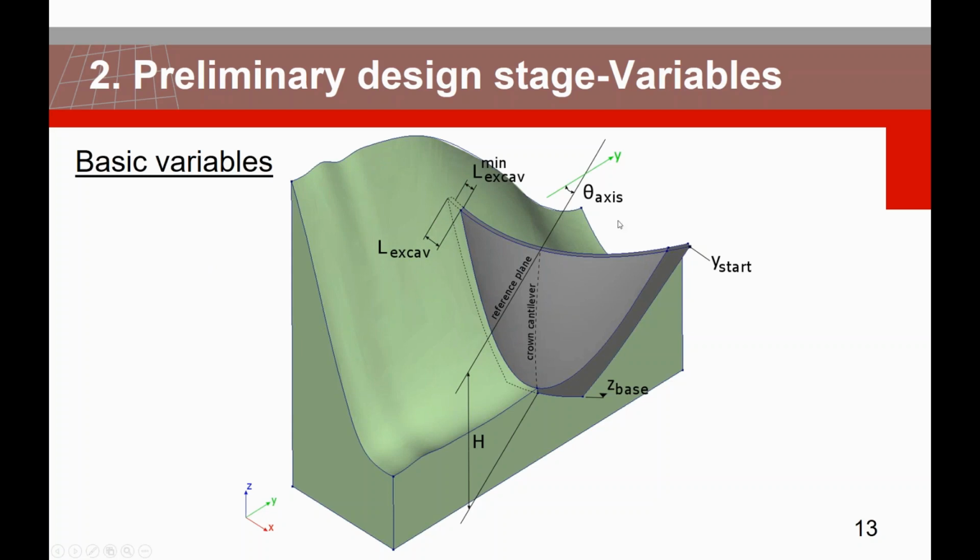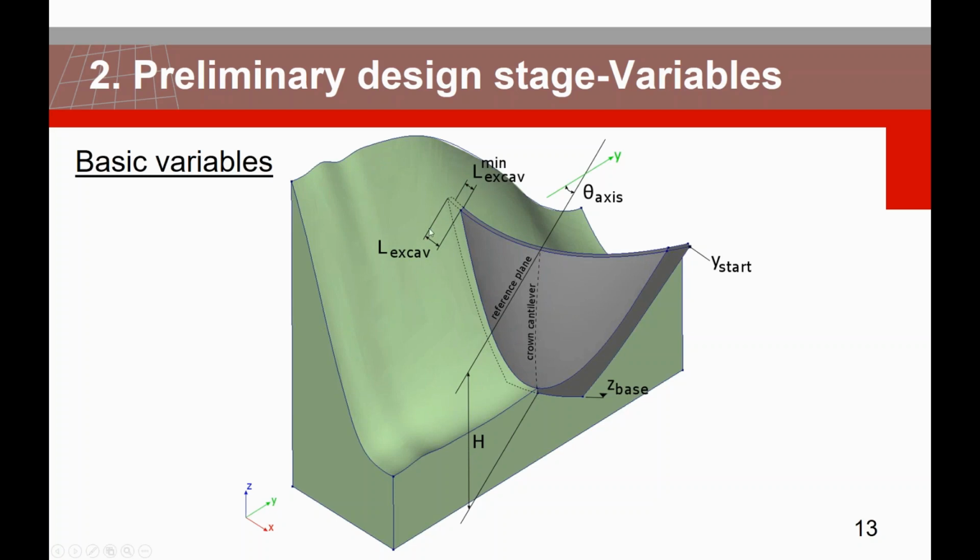So in your dialogues, for example, you can put the Y start, which is the location that you're gonna focus on. In addition, you have the Z base, which is the elevation of the dam. Then you have the height, which is the height of the crown cantilever section. As we said, it is the center of our dam.